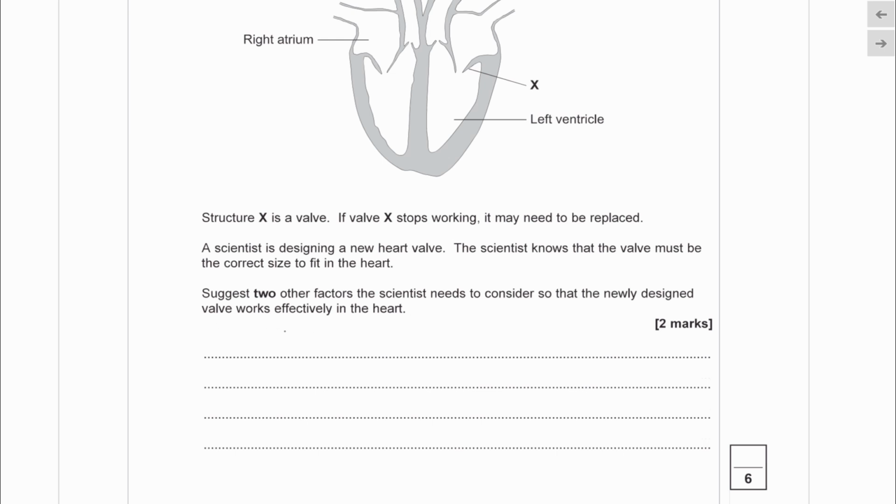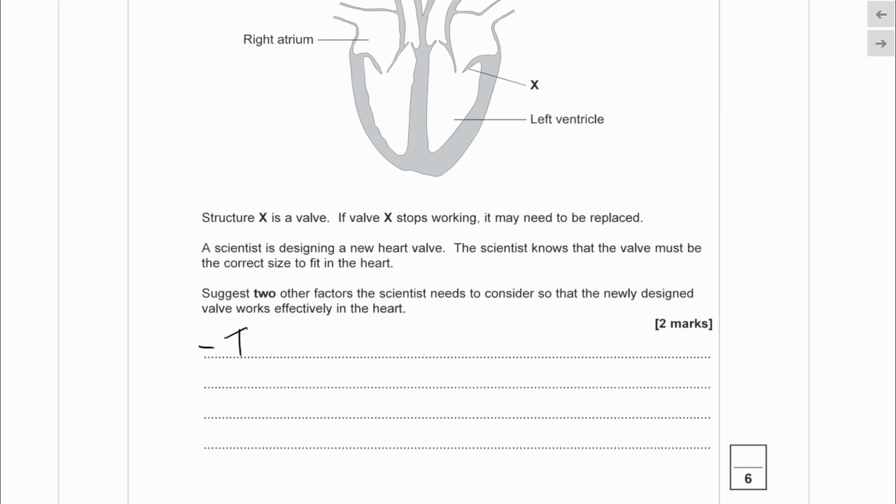Now, even though this might seem like quite a hard question, there are actually loads of things that you'd have to consider, right? It's not just about how big the valve is. Obviously, that's what we've already been told because it needs to fit. But what else is important for a valve? Well, if the valve allowed blood to go back through it, then it's not a very good valve and it leaks. So we need to make sure. One thing would be that the valve doesn't leak.